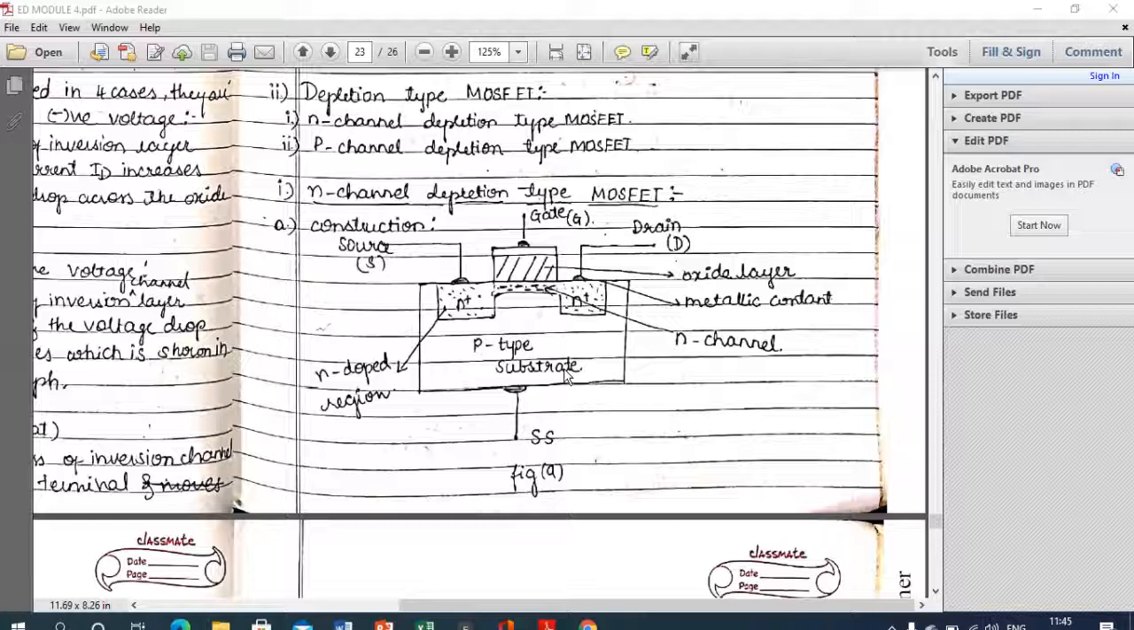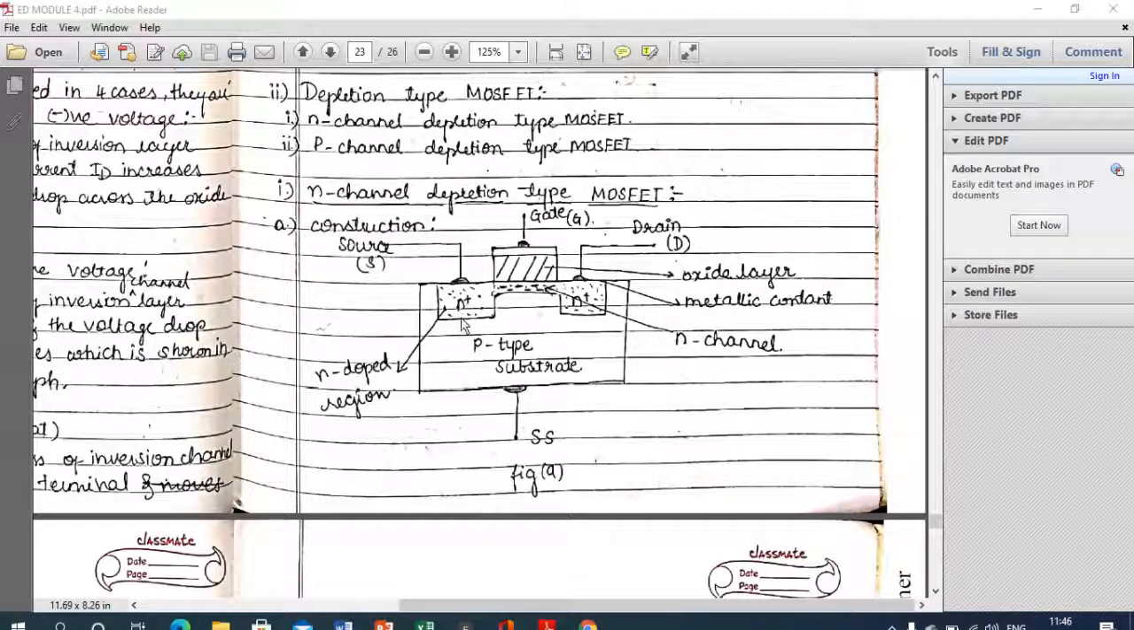Now I will explain the construction part in a very simple way. The major part of this construction is the p-type substrate, which acts as a foundation, and there are two n-doped regions which are heavily doped. In the p-type, the majority charge carriers are holes. In the n-type, the majority charge carriers are electrons.